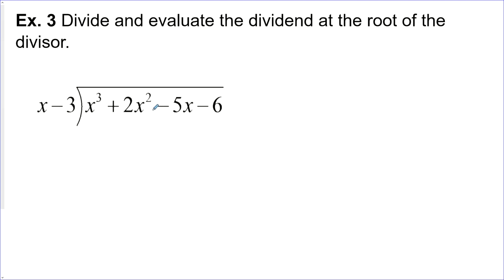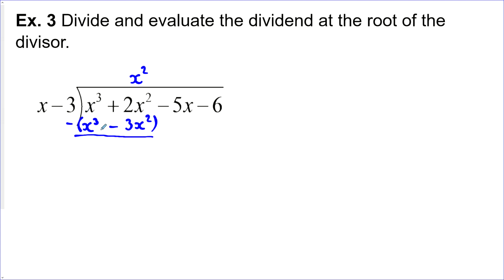Example 3, divide and evaluate the dividend at the root of the divisor. First, we'll worry about the dividing part here. What times x gives me x cubed? I'm only looking at the first term here. I don't care what's happening over here. So we need an x squared. So x squared times x is x cubed. And x squared times minus 3 is minus 3x squared. And we're going to subtract this off and find out what's left.